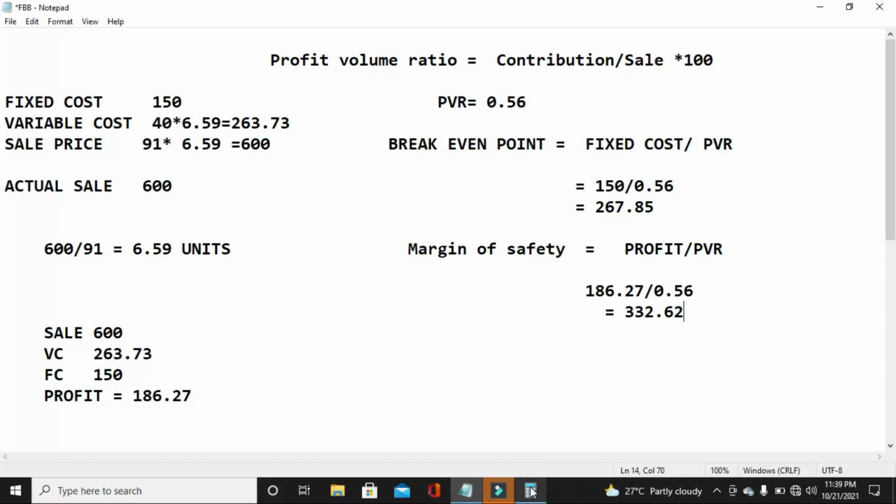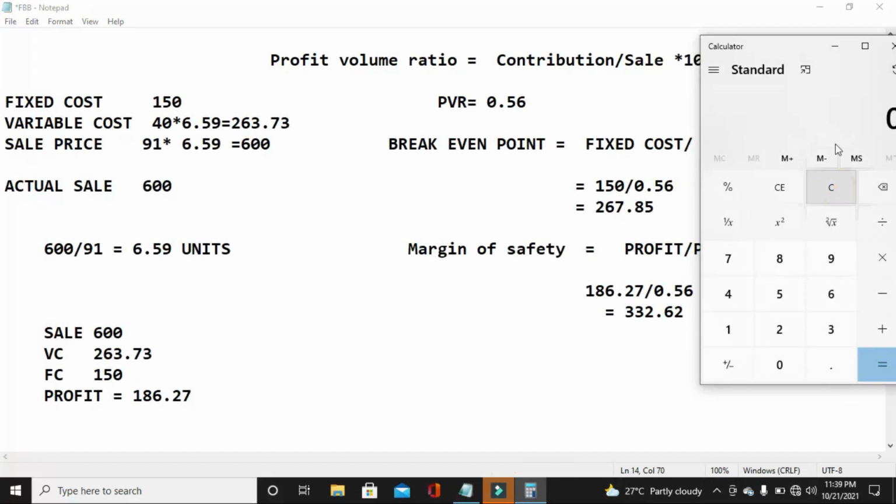So let's see whether this amount is exact or not. What we need to do here is write our actual sales and deduct our break-even point, which is 267.85. So it is 332, similar to what we calculated through the profit volume ratio. So the difference between actual sales and break-even point is called the margin of safety, and we calculate this margin of safety through the profit volume ratio.